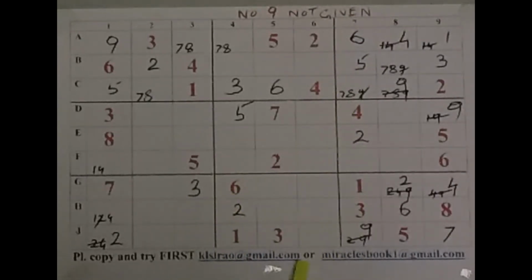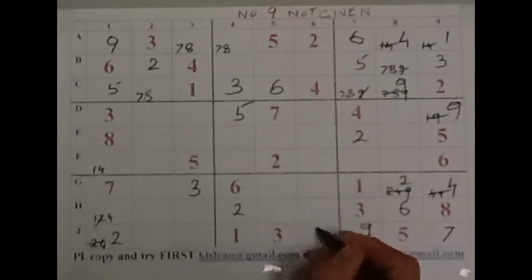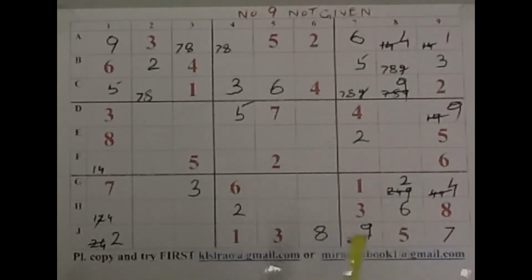6 here and 4 there. 4 there and 6 there. We cannot repeat here, 4 or 6. Therefore, clearly it is for number 8. Again, our 2 by 3 trick. Remember that. And now these 2 places are for 2, 4 and 6.